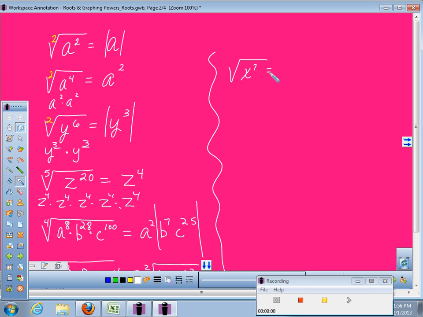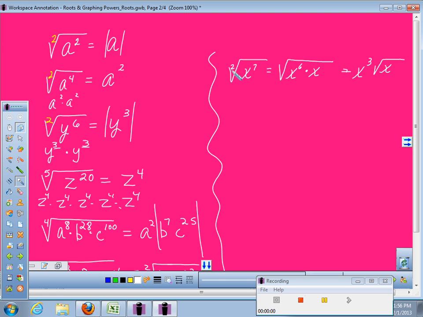I'm going to show you the long way why it works, and then you're going to discover the shortcut. What you have to do is think, okay, what's the highest power of x that 2 would go into evenly? 6. So you would break this up as x to the 6th times x to the 1st. And you would say, okay, how many times does 2 go into 6? 3. So I would get an x cubed on the outside, and you would be left with an x on the inside. That's the long way. There's a shorter way.